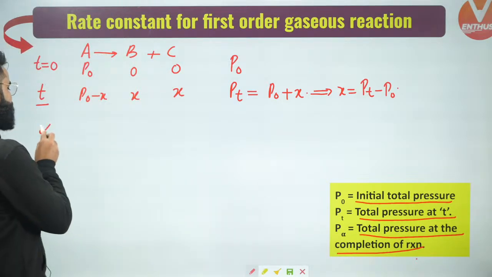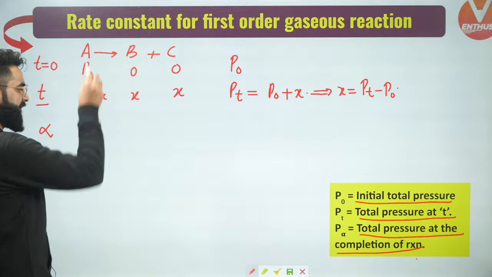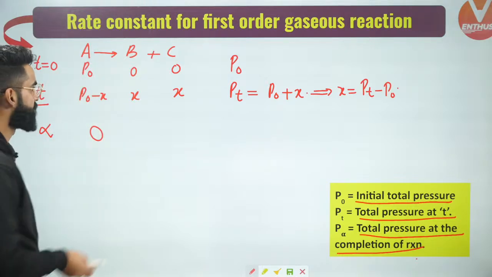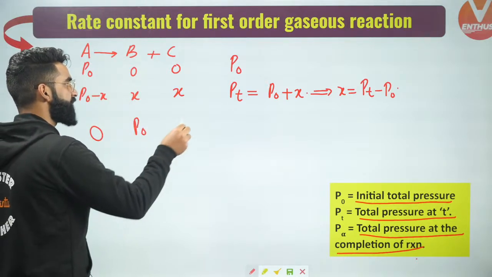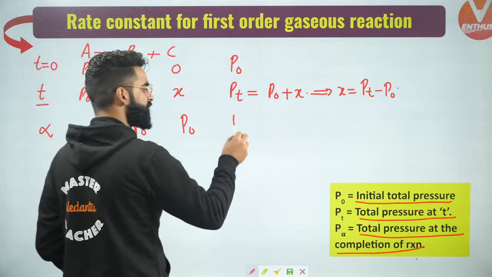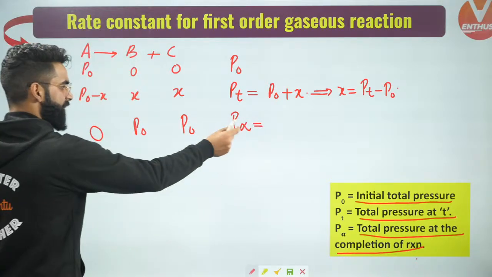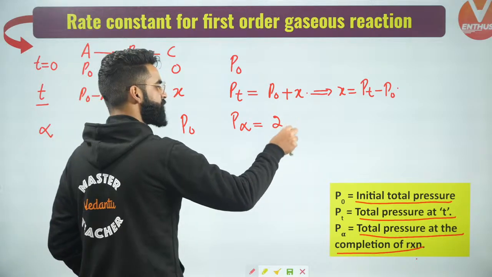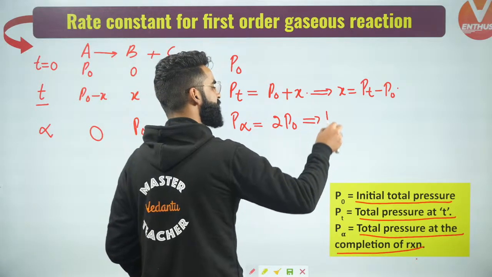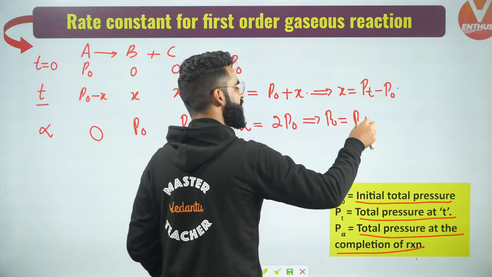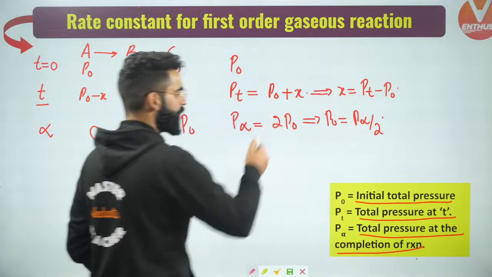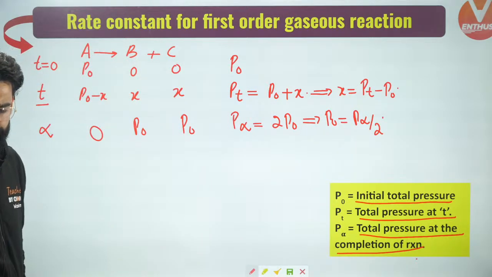People, we know at infinity, the pressure due to A will be 0, correct? The pressure due to B will be P naught. And I told you in the beginning, the total pressure at the completion of the reaction, which I'm representing by P infinite, is going to be simply 2 P naught. And people, this P naught is nothing but P infinite divided by 2. Yeah, P naught is equal to P infinite divided by 2, correct?